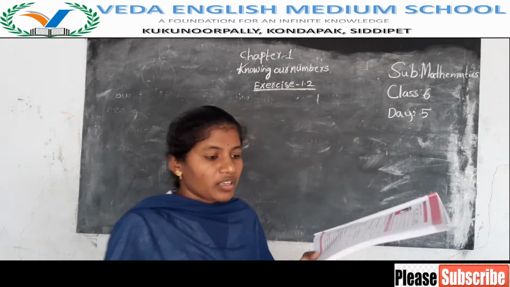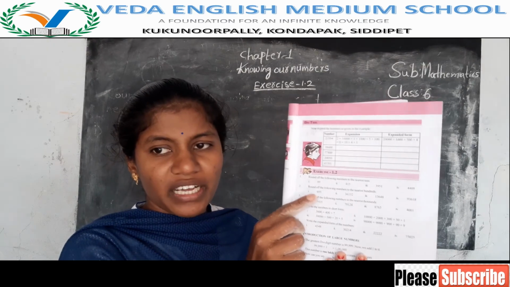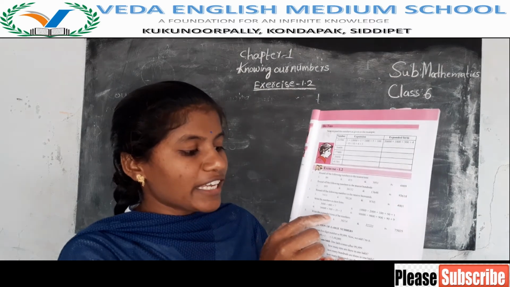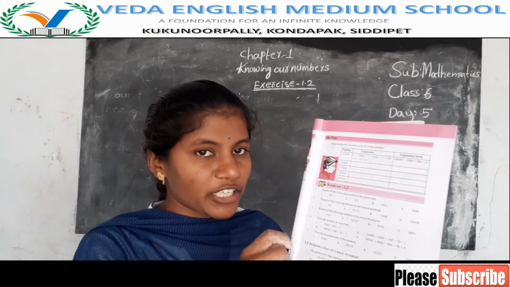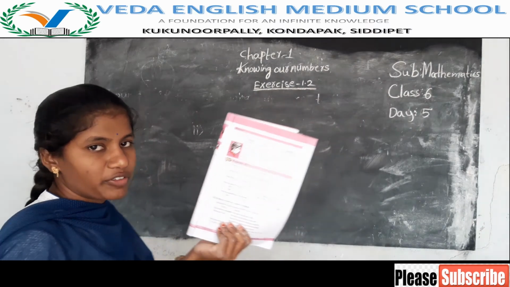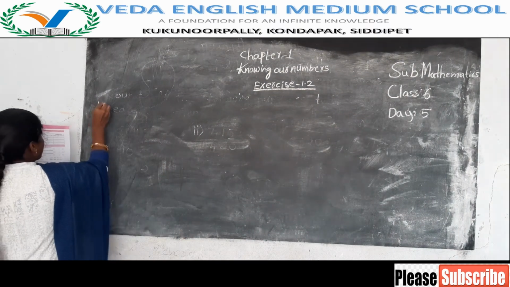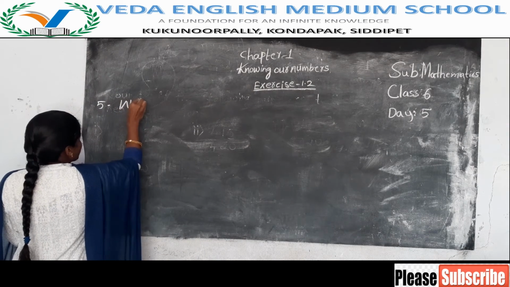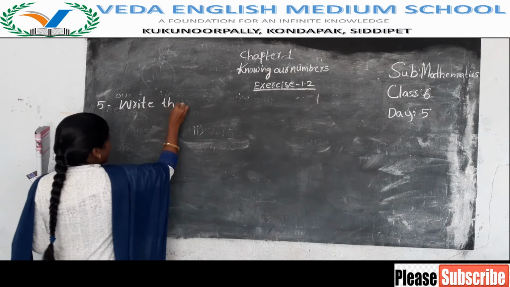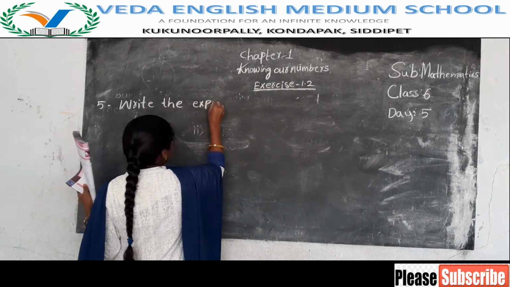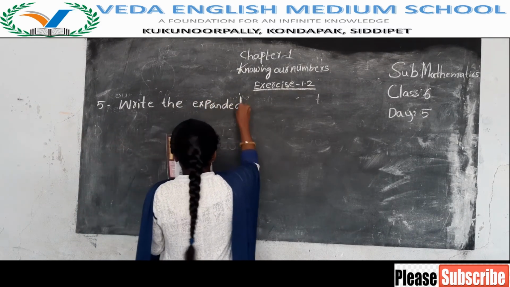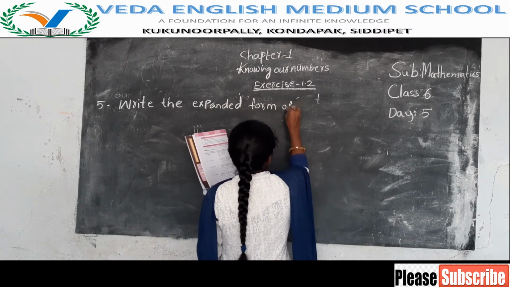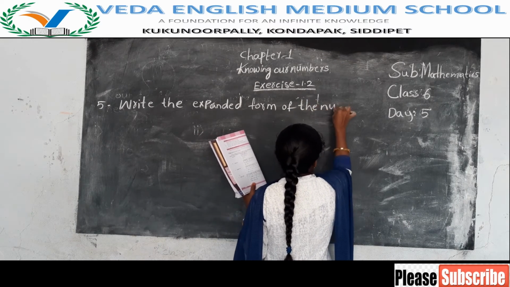Leave the 4th bit. 4th bit I will teach afterwards, that means in next class. Now 5th bit. Write the expanded form for the numbers, because you know expanded form very well. Today we will learn 5th bit. In next class we will go for 4th bit. 5th bit: write the expanded form of the numbers.